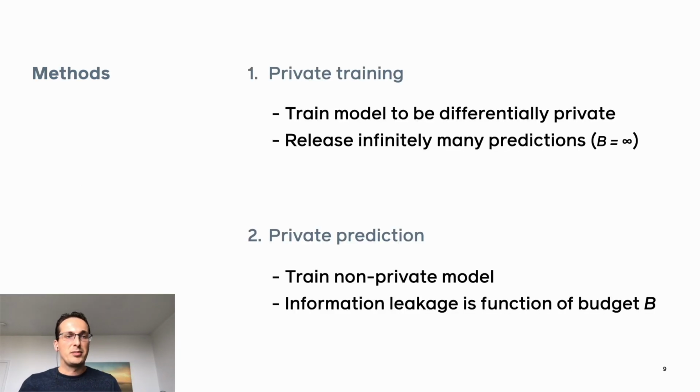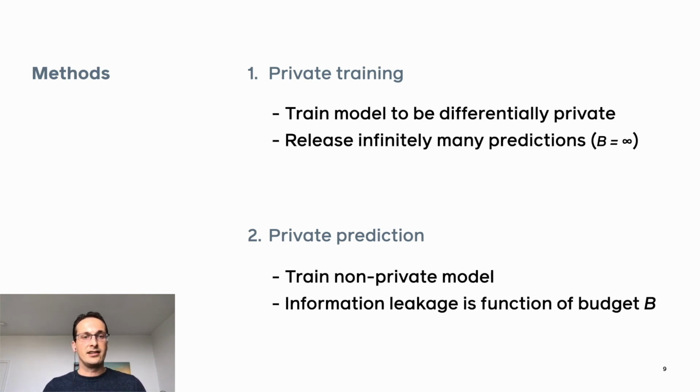To achieve private prediction, on a high level, there are two types of methods that you can use. The first type are private training methods. What these methods do is they train a machine learning model in a differentially private way, so the parameters of this model are differentially private. Because differential privacy is closed under post-processing, we can release predictions for infinitely many test examples while still maintaining the differentially private guarantee.